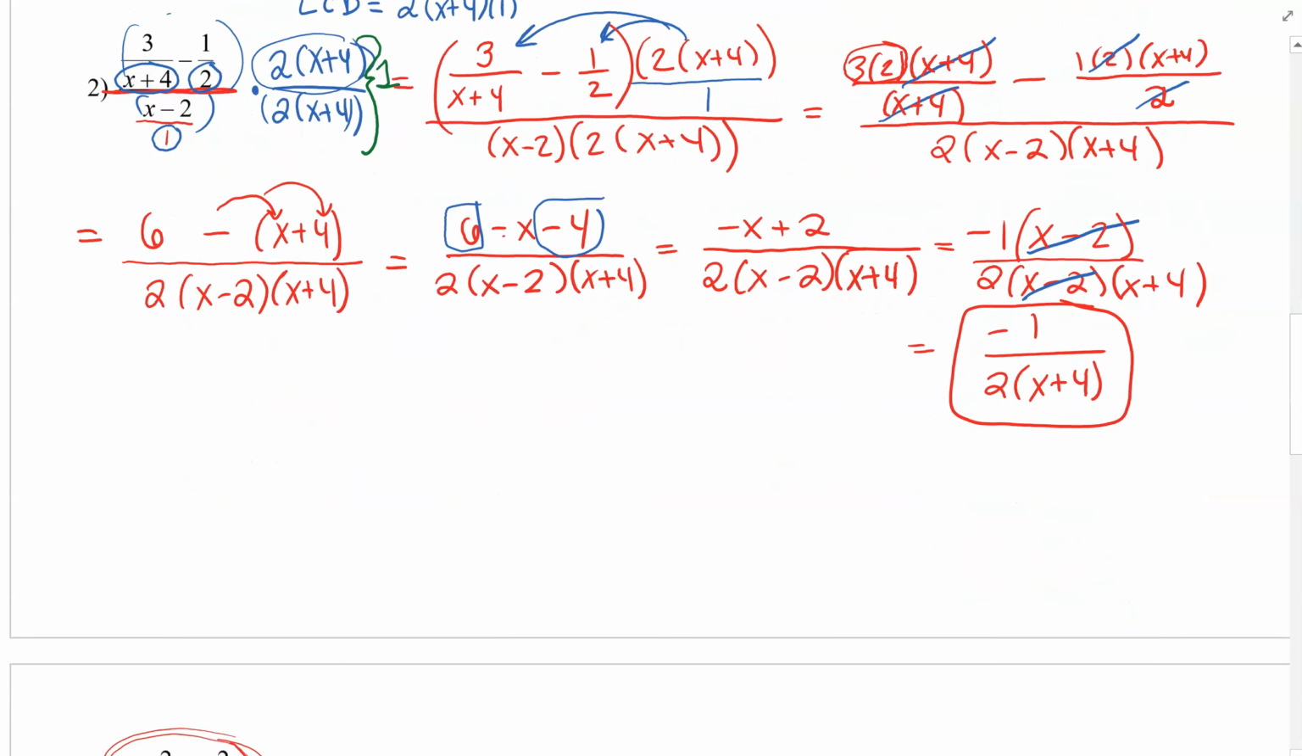Now, for the excluded values, I'm just not going to let x be negative 4, because that would make that 0. And if I look at the original denominator over here, I can't let x be 2, right? Because that would have made that denominator 0. And I think that it covers everything. So those are my excluded values.